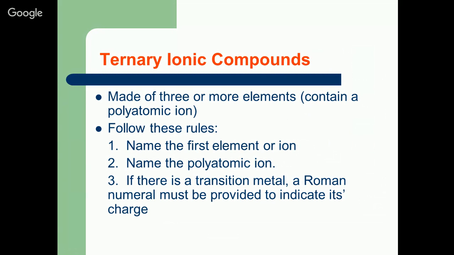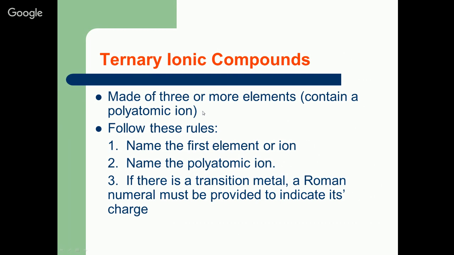In this video clip, we're going to talk about ternary ionic compounds. Ternary ionic compounds are made of 3 or more elements, meaning that they contain a polyatomic ion. We're going to talk about naming them as well as writing the formulas.